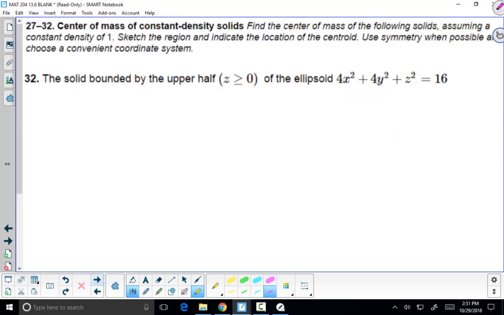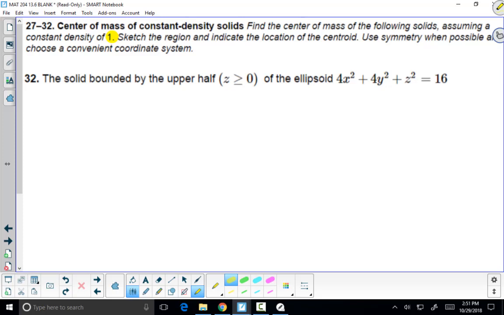So here we go. Ellipsoid. So find the center of mass of the following solids, assuming, so they're going to be nice to us. They're not going to give us a variable density yet. It's already hard enough, right? Because we're going to be integrating with a multiplication by x, and then by y, and then by z. There's a lot going on. So we're going to the solid bounded by the upper plane, or excuse me, the upper half of the ellipsoid and the xy plane.